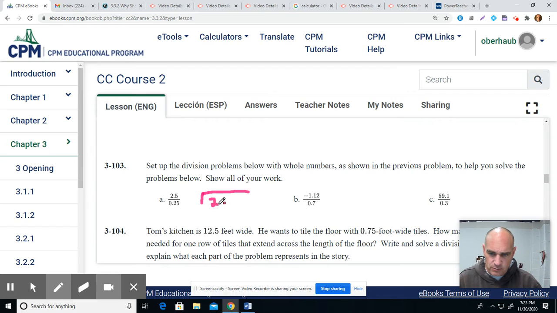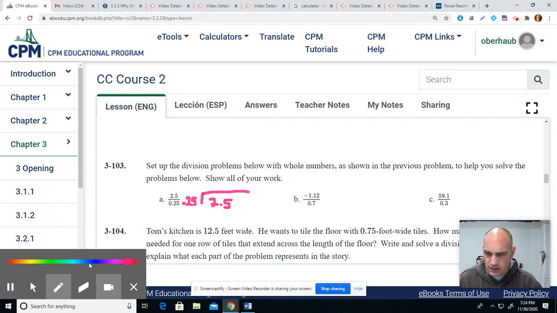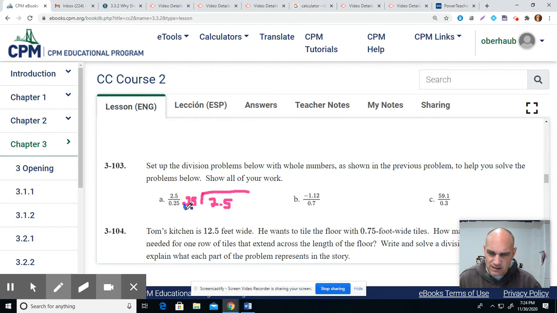So this is going to be 2.5, and the bottom number goes outside, and that is 0.25. So we want to take 2 and 5 tenths and divide that by 25 hundredths. So once again, remember, the number outside we need to make into a whole number. So I'm going to slide my decimal 2 spots to the right. Then I've got to do the same thing inside. So I slide my decimal 2 spots to the right.